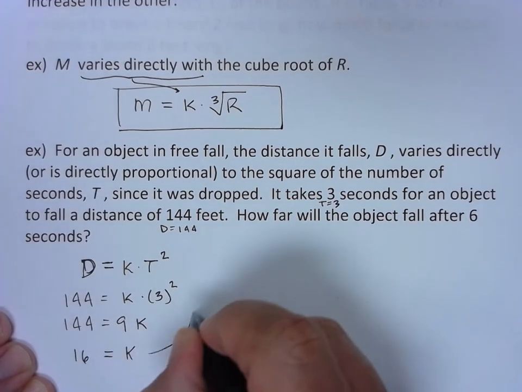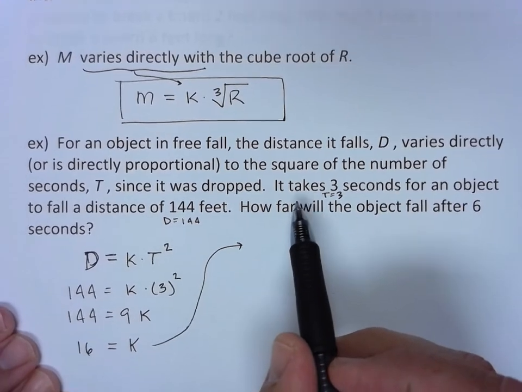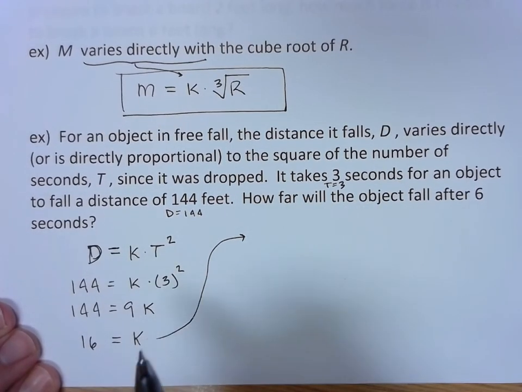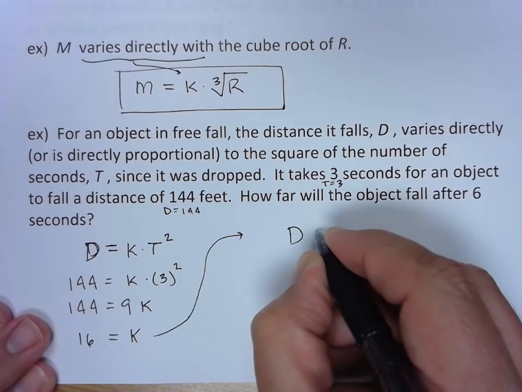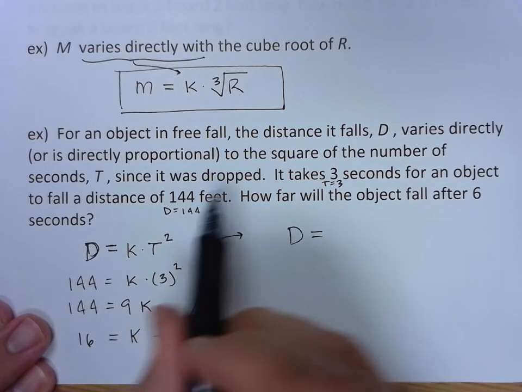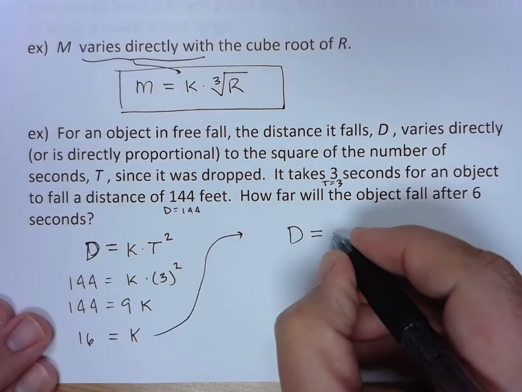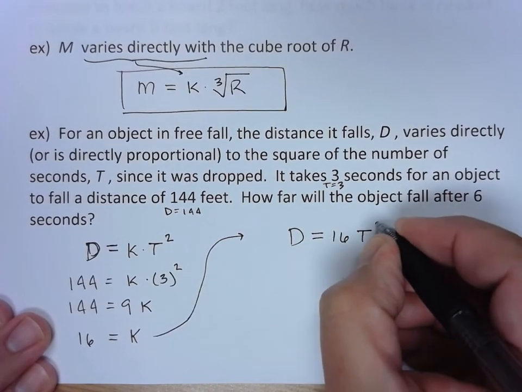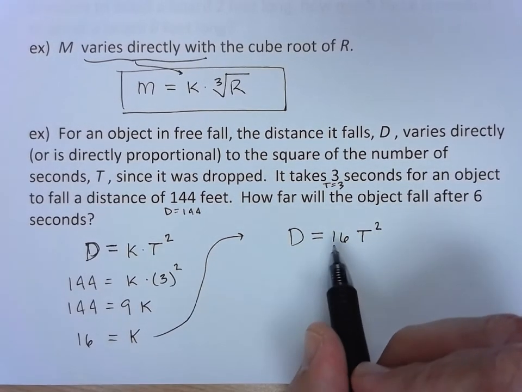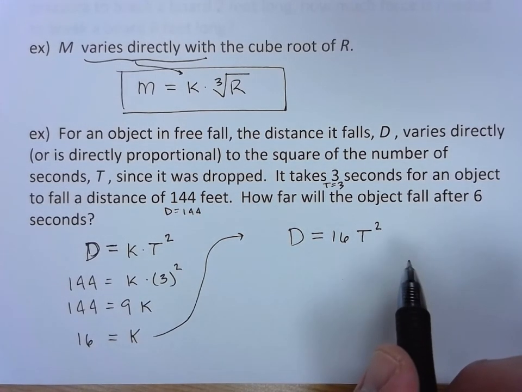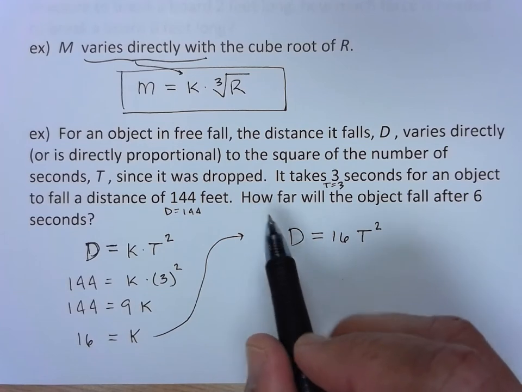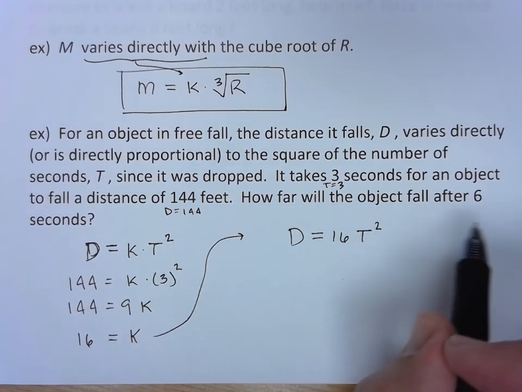So what that means is, after having that first little bit of data translated into the equation, we can now take the original statement and replace k with what it actually stands for. For this particular situation, d equals 16 times t squared. So once you know the value of k, you can relate d and t together for any other measurements that you might need. The last thing you're asked to find is, how far will the object fall after 6 seconds?